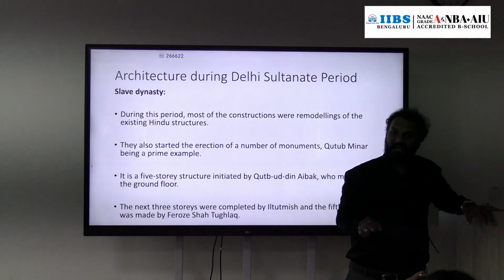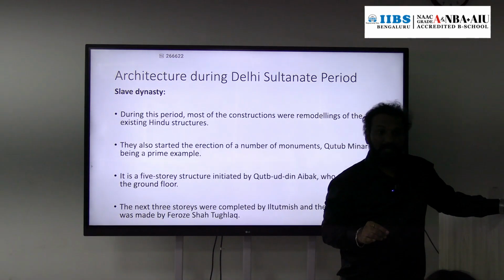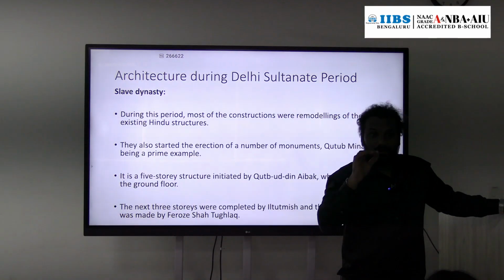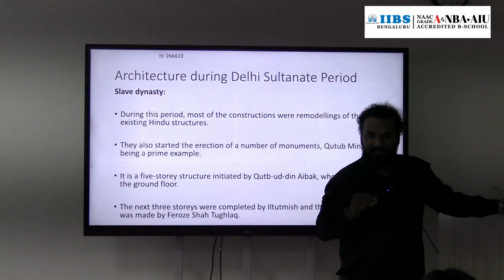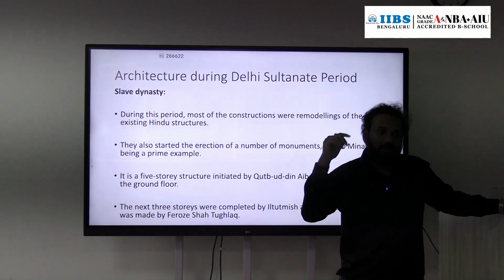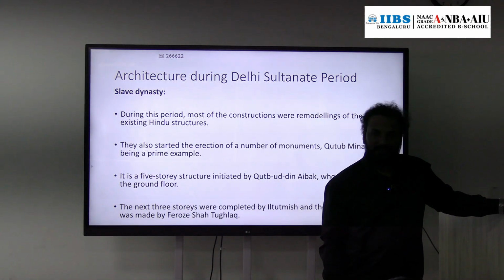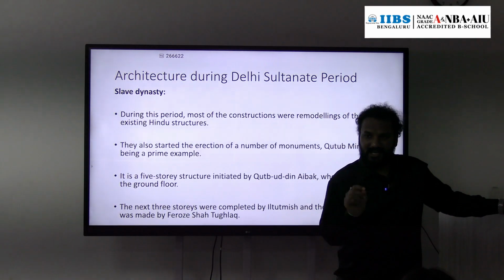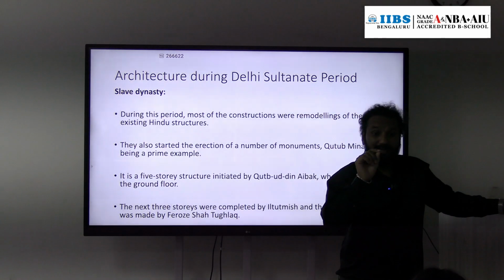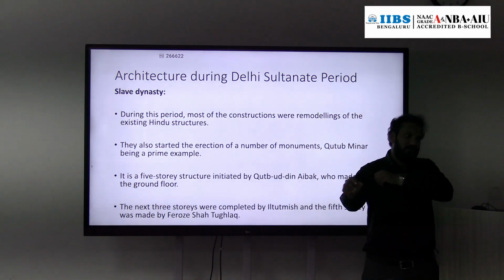And the name Qutub Minar is not on the name of Qutubuddin Aibak. There is one Islamic Sufi saint, Qutubuddin Bakhtiyar Kaki. He was the spiritual guru of Qutubuddin Aibak. On his name, Qutub Minar was named. Qutub Minar is not named after Qutubuddin Aibak, but Qutubuddin Bakhtiyar Kaki. Got it?